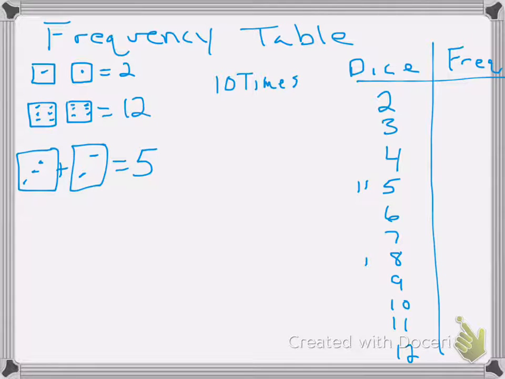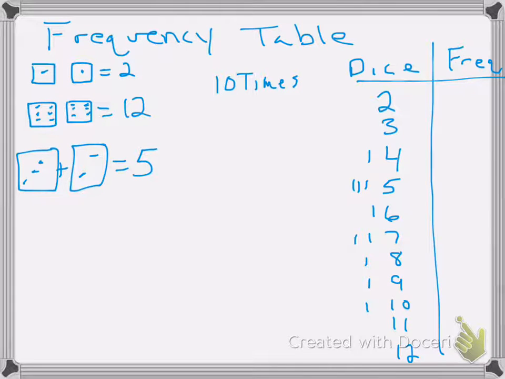I got a 7. I got a 4. I got a 10. I got a 5. I got a 9. I got a 6. That's 1, 2, 3, 4, 5, 6, 7, 8, 9. One more time. And I got a 7.